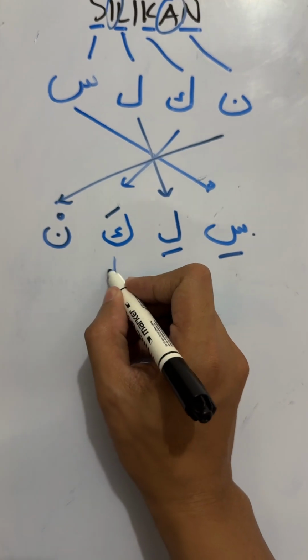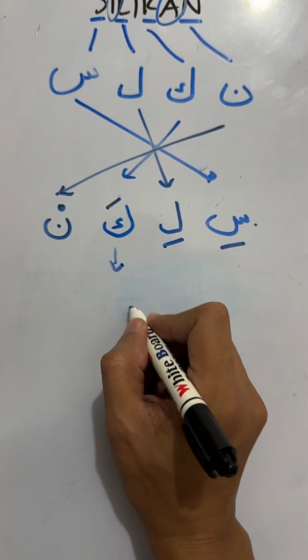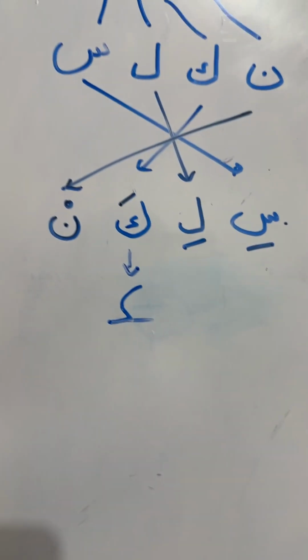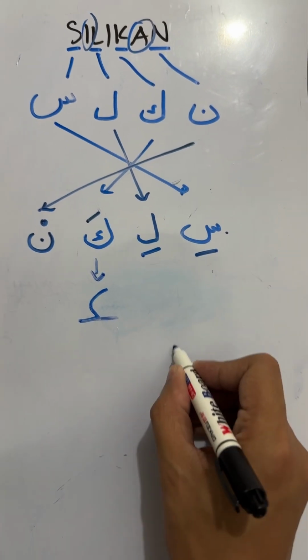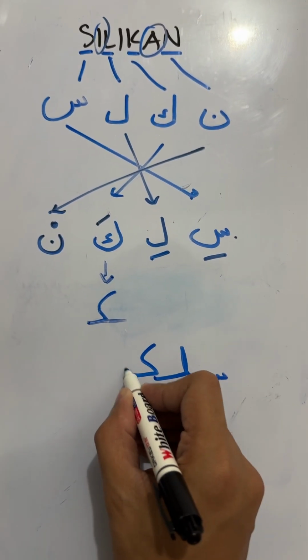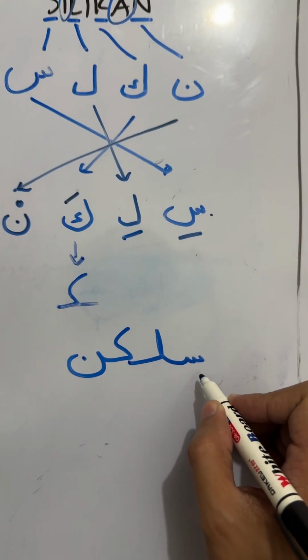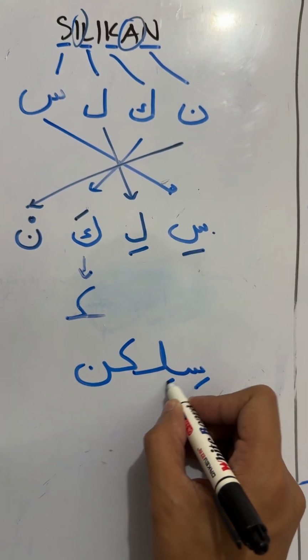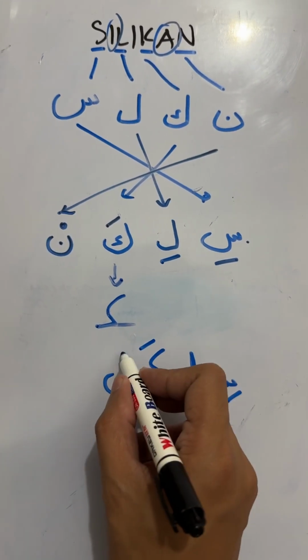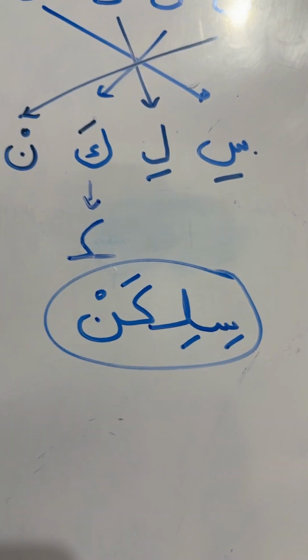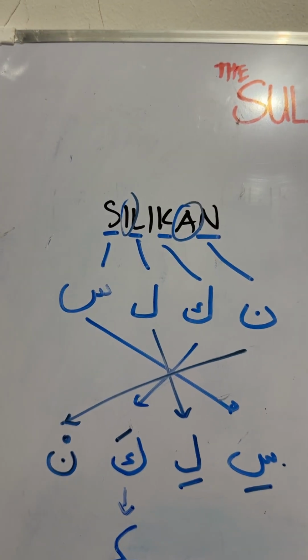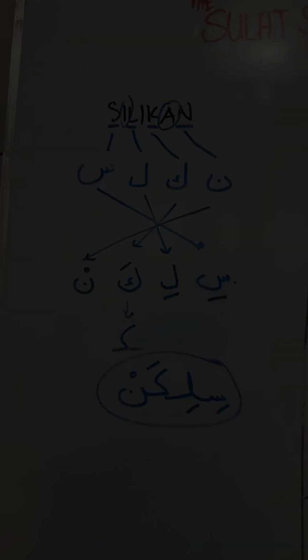And kap, if it's in the middle, you write it like this, like that. So when you connect them, you write sin, the first one, then lam, then kap, then nun. Then you put the baris: sin hababa si, lam hababa li, kap ding atas ka, nun, kan, silikan. So this is the connected word for that, silikan.